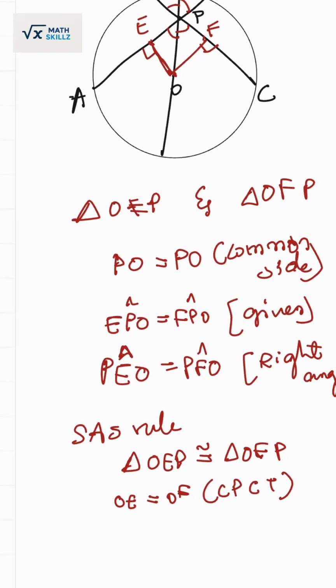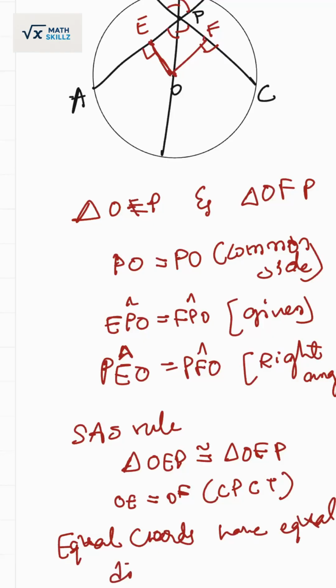Now we know that the theorem says that equal chords have equal distance from the center. That's why, because OE is equal to OF, AB is equal to CD. Thank you.